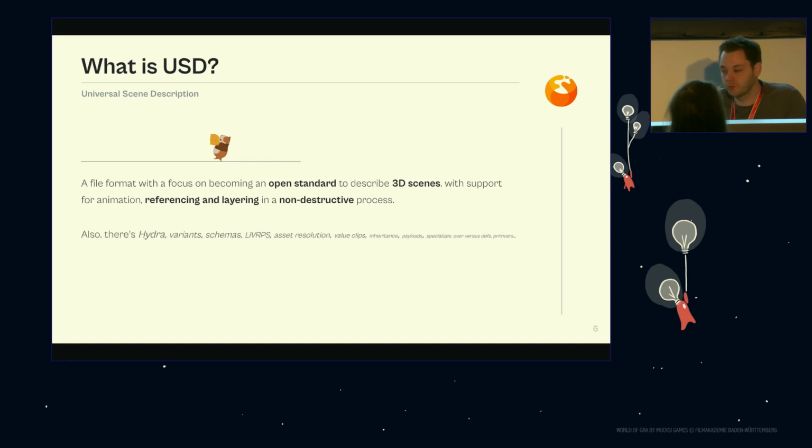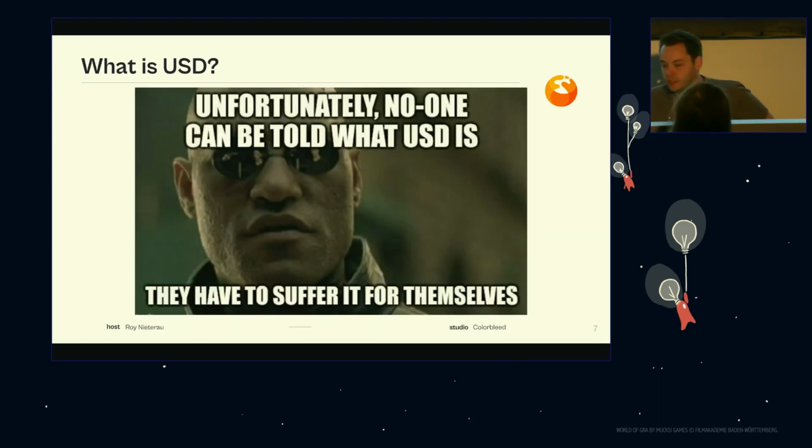But also, there's way more terminology. There's Hydra, variants, schemas, live pieces, asset resolution, value clips, opinions, kind, purposes, collections, edit targets, namespaces, asset resolution, and way more. So yeah, like I said, don't go in and read the book, because you'll not be able to follow along, because no one actually really knows what USD actually is. They suffer.